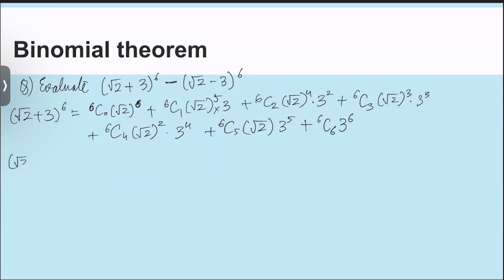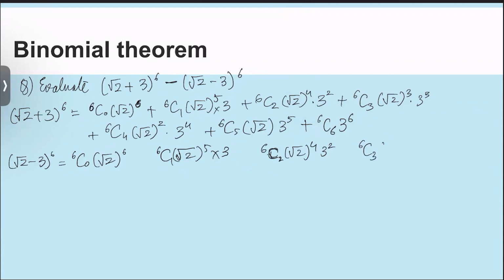So now for (√2 − 3) the whole raised to 6. Copy down all the terms first, and then we will change the signs. So we have 6C2 √2^4 3 squared, and then we have 6C3 √2 cubed 3 cubed, and then we have 6C4 √2 squared 3 raised to 4, and then we have 6C5 √2 3 raised to 5, and then we have 6C6 3 raised to 6.